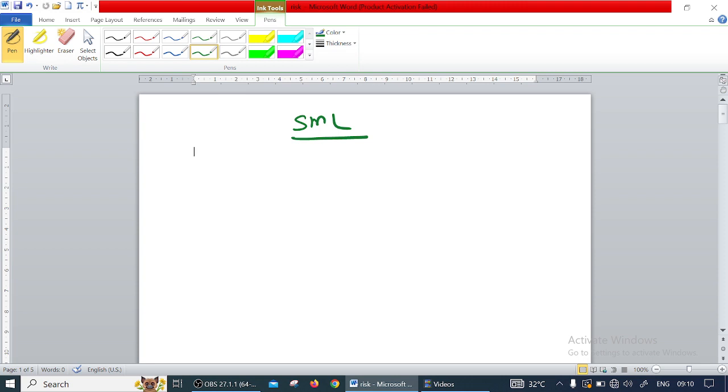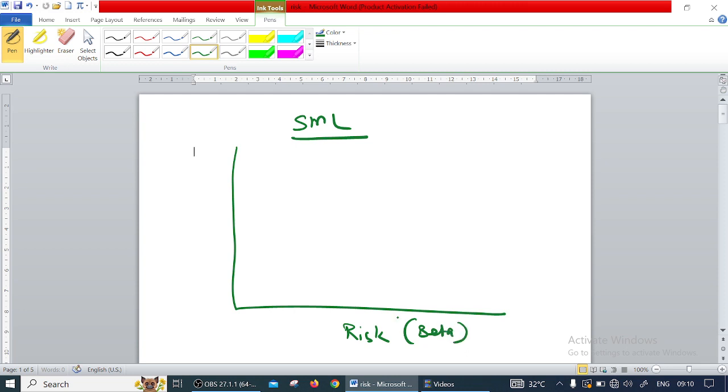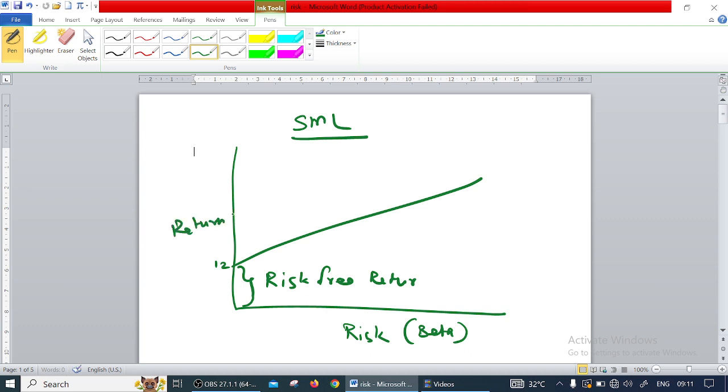Assume this is the formula, and there is an x-axis and a y-axis. Risk is beta on the x-axis. Assume that this is called the risk-free rate of return. This is 12, based on our exercise, and this axis is called return.